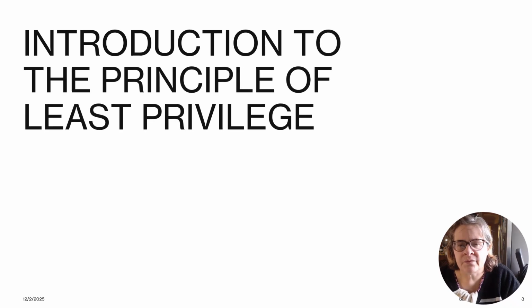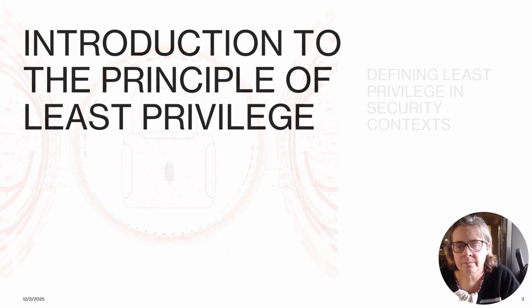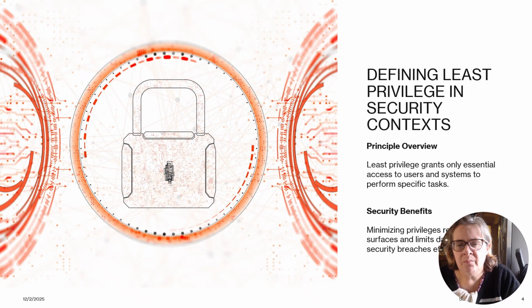We'll begin by defining the principle of least privilege within a security context, exploring historical origins, rationale, and discussing why it's essential today in computing environments. The principle of least privilege means granting users and systems the minimal level of access or privileges necessary to perform their tasks, reducing potential attack surfaces and limiting damage from breaches.